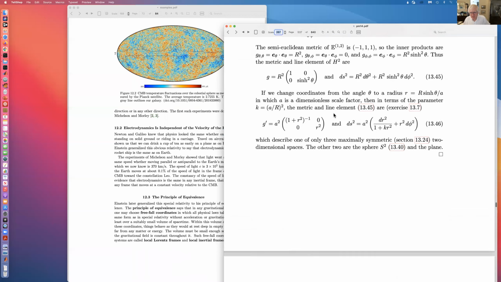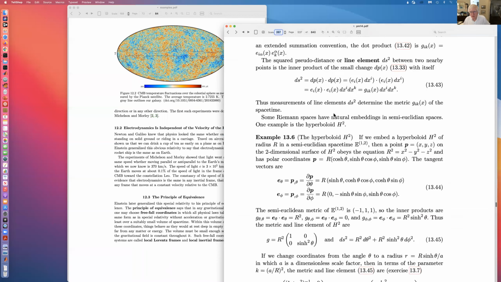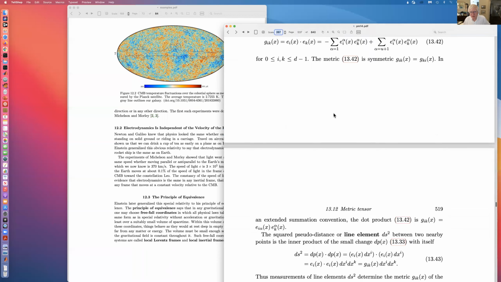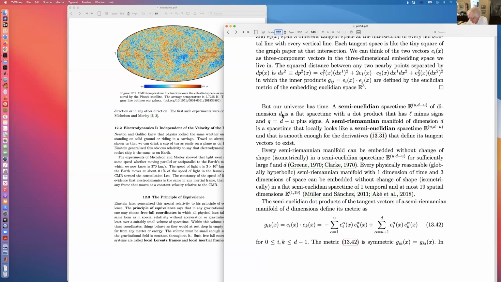Did I skip the hyperboloid? Wait a minute, what? Yes, our universe has time, so let me just go through this. So our universe is what's called a semi-Euclidean space-time of dimension d, and we think d is 4.